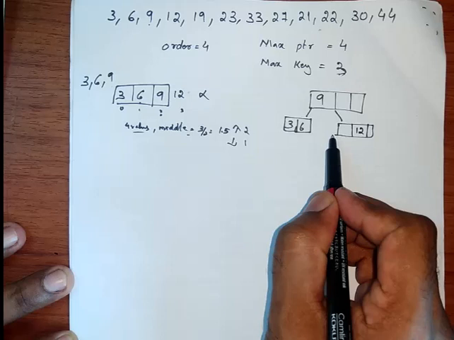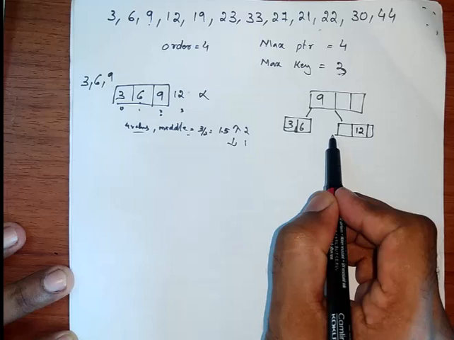Here you can see 9 could be moved to the left child as well as the right child, but we always move it to the right child, because as per the rule we store only lesser values in the left subtree of a particular node. Here the left subtree contains 3 and 6, both lesser than 9. So lesser than or equal to is not there.